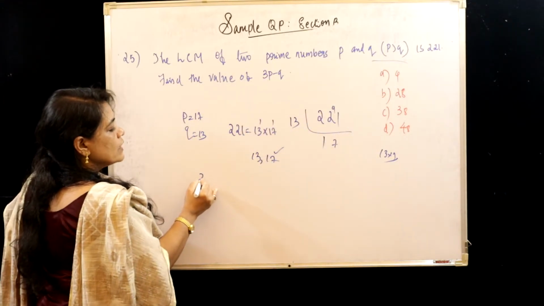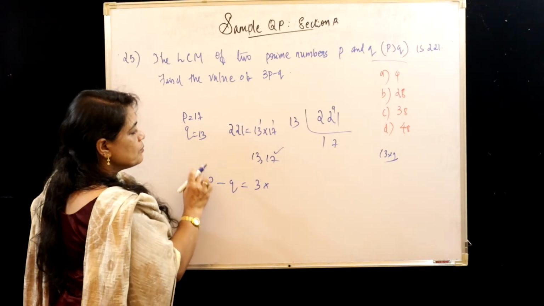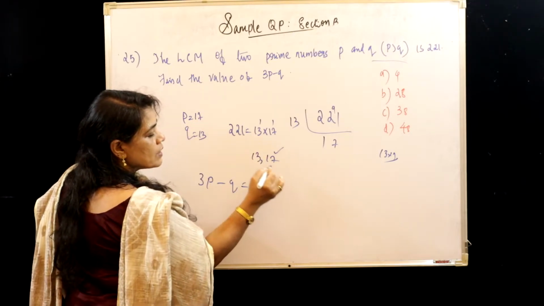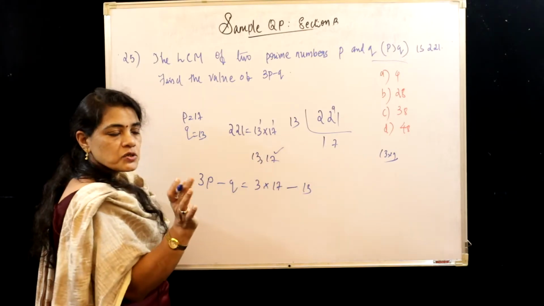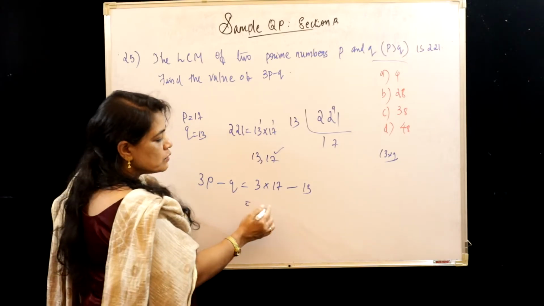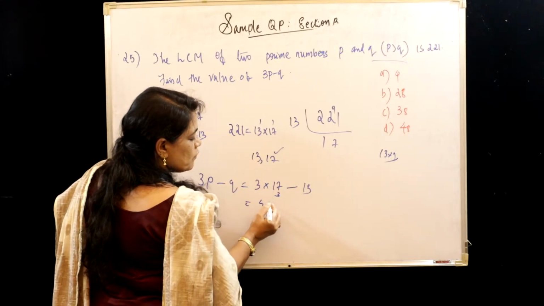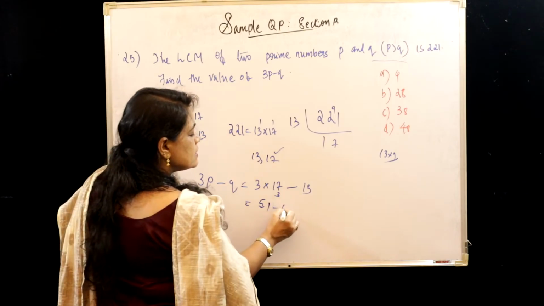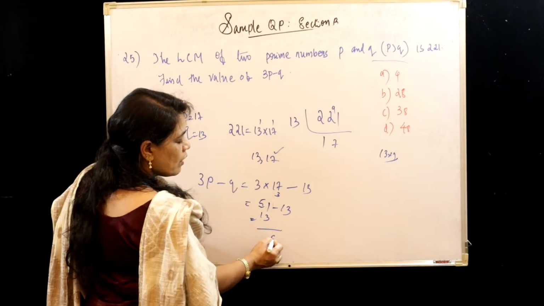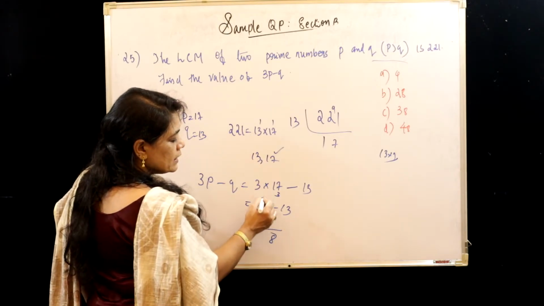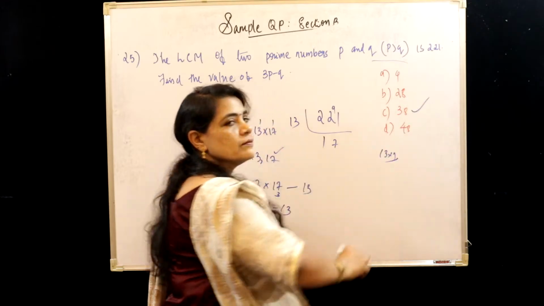And we are going to find out what is 3p minus q. That means 3 into p, and we have seen that p is 17, the greatest number among 13 and 17, minus q. Q is 13. Understood? So 17 into 3 is 21, and 2 carries, 51, minus 13. If you subtract 13 from 51, you will have 38. So 38 is the correct answer. So C is the correct option.